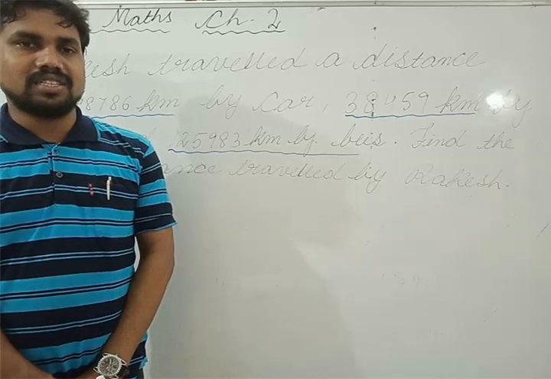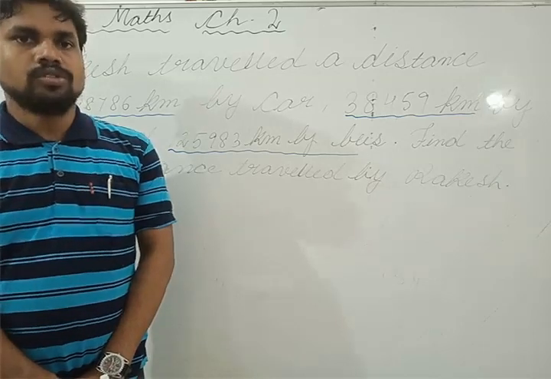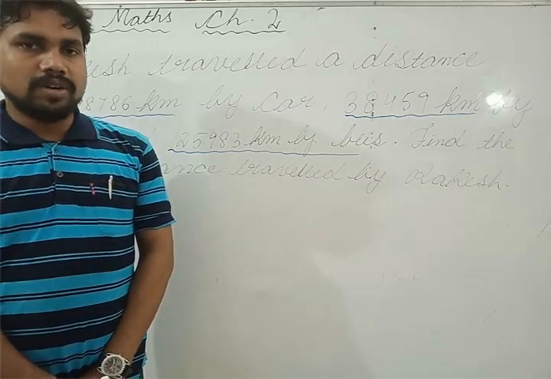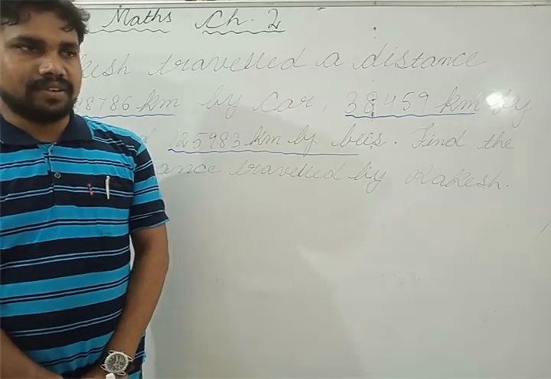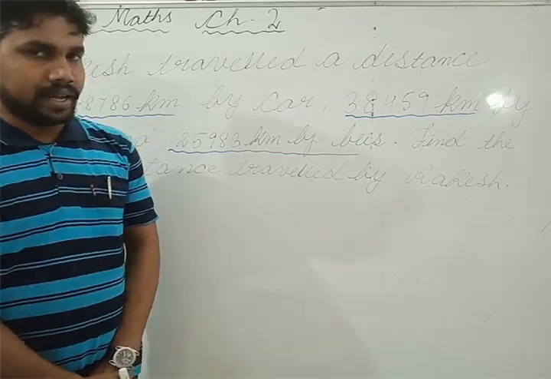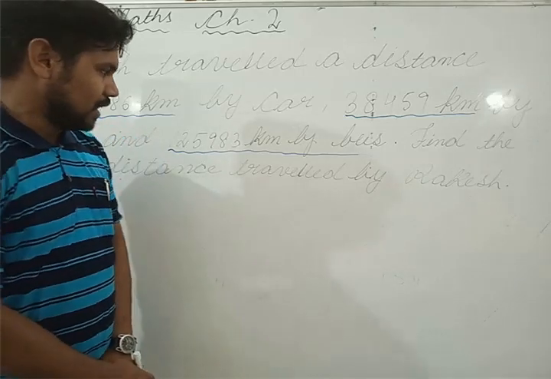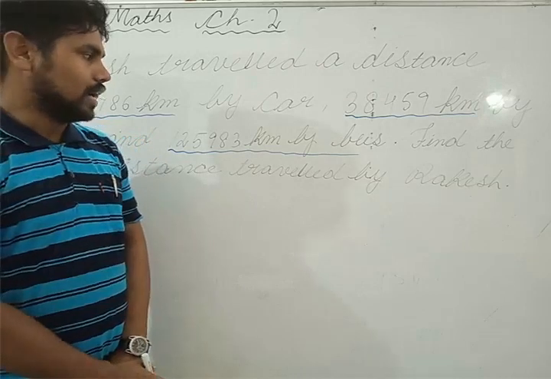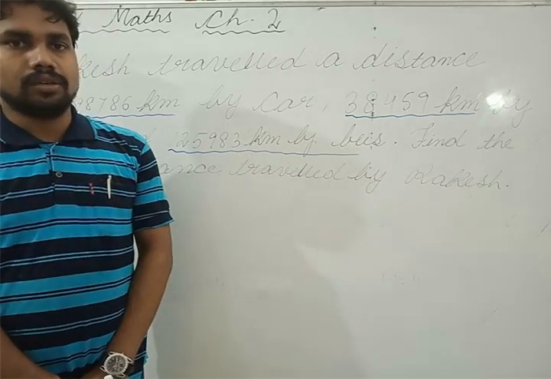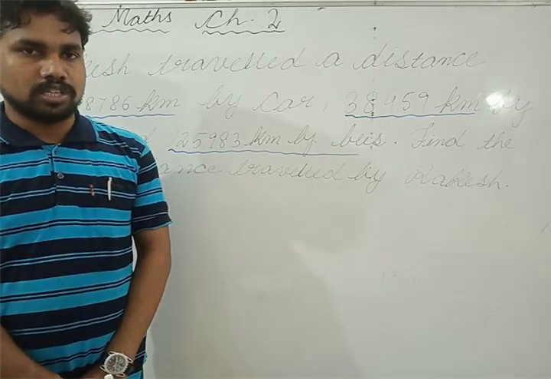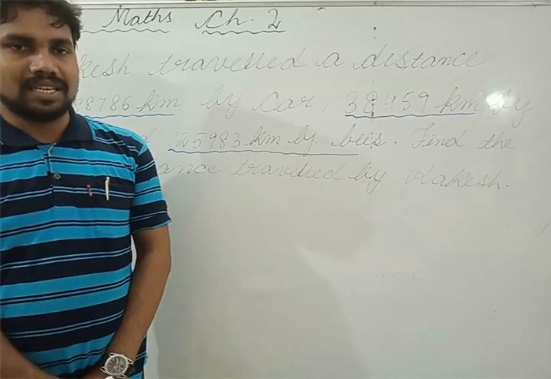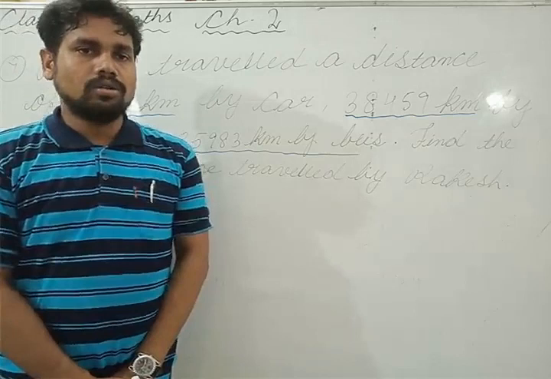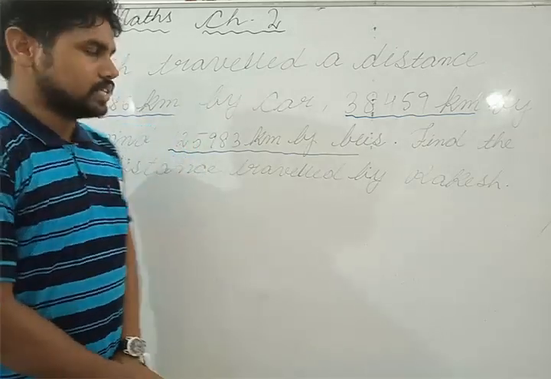So Rakesh is traveling through different modes. First he is traveling by a car, and how much he traveled by a car is given. Next he traveled by a train, so that total distance is given. And finally at last he traveled by a bus also, so that is also given. So including all three modes of transport, how much total distance he is covering is asked in the question. So how to do it? By addition. So let's arrange and add first.